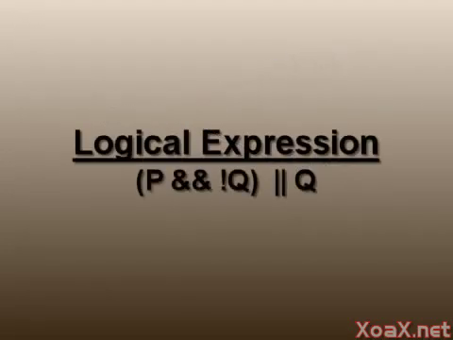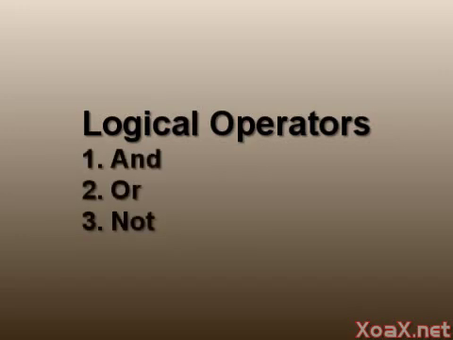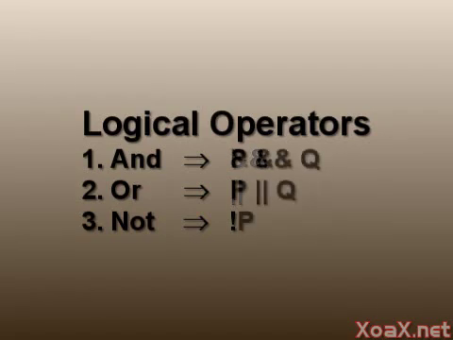In this lesson, we show how to combine Boolean variables into more complex logical expressions. The basis for creating logical expressions are the three logical operators AND, OR, and NOT. In C++, these operators are designated with a double ampersand, double vertical lines, and an exclamation point respectively. In logic, it is common to use the letters P and Q to represent Boolean variables in logical expressions, and we will follow this convention here.